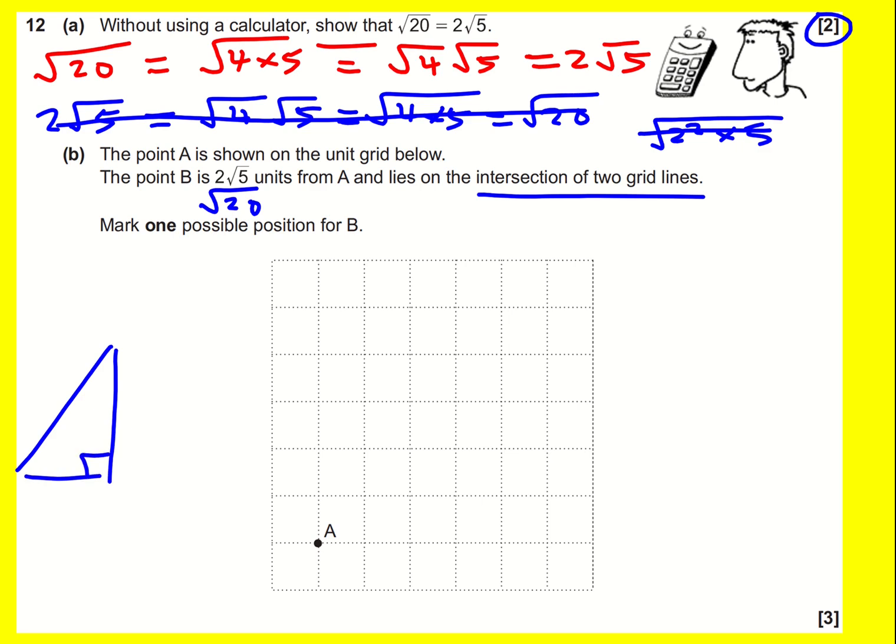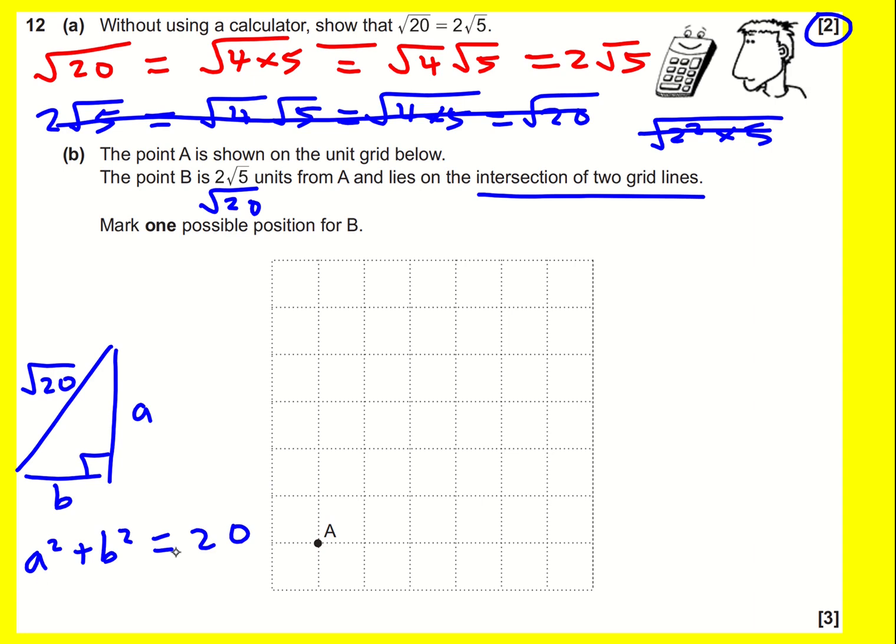It's going to be a right angle triangle, and I'm interested in the length being root 20. So if I call this A and this B, I can use Pythagoras' theorem, and I can say that A squared plus B squared is equal to root 20 squared, but that's equal to 20. So now I just need to find some whole numbers that add to 20, because they've got to be whole numbers to fit on the grid line.